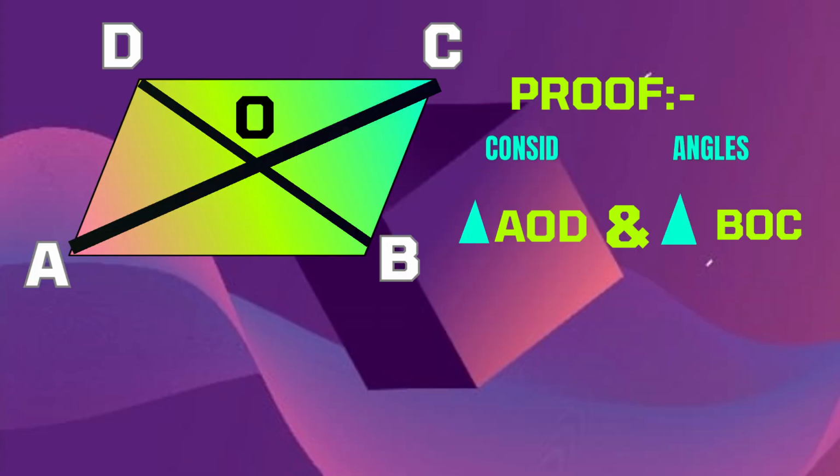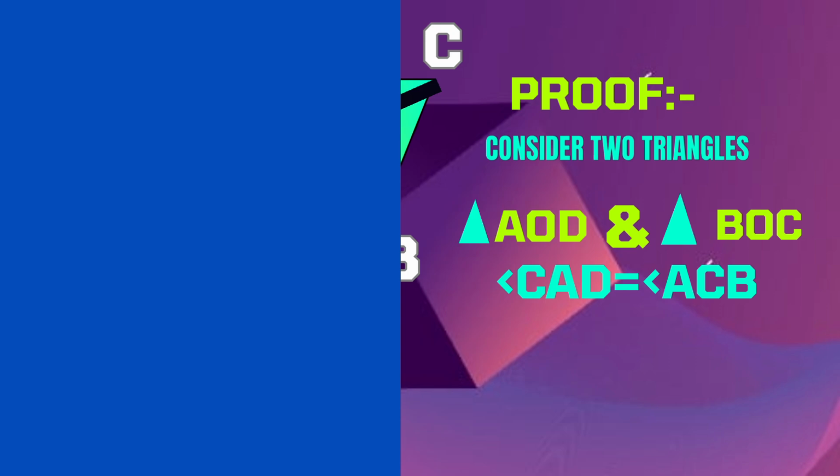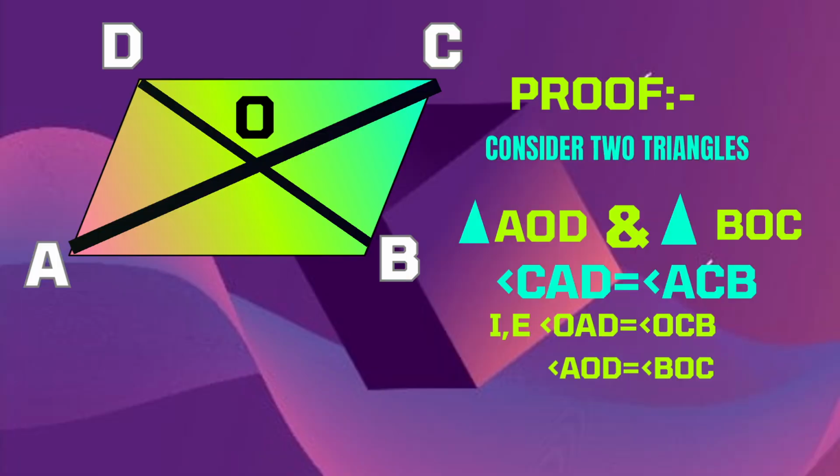Proof: in triangle AOB and triangle COD, angle OAB equal to alternate angle OCD because AB is parallel to CD and AC is transversal. That is, angle OAB equal to alternate angle OCD. Angle AOB equal to opposite angle COD.